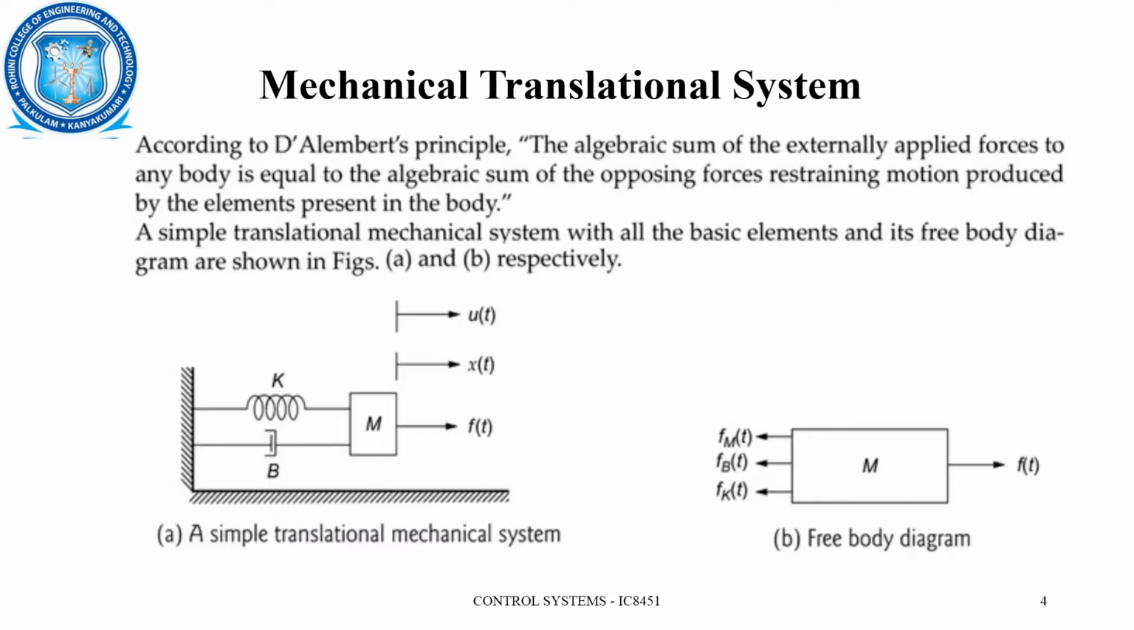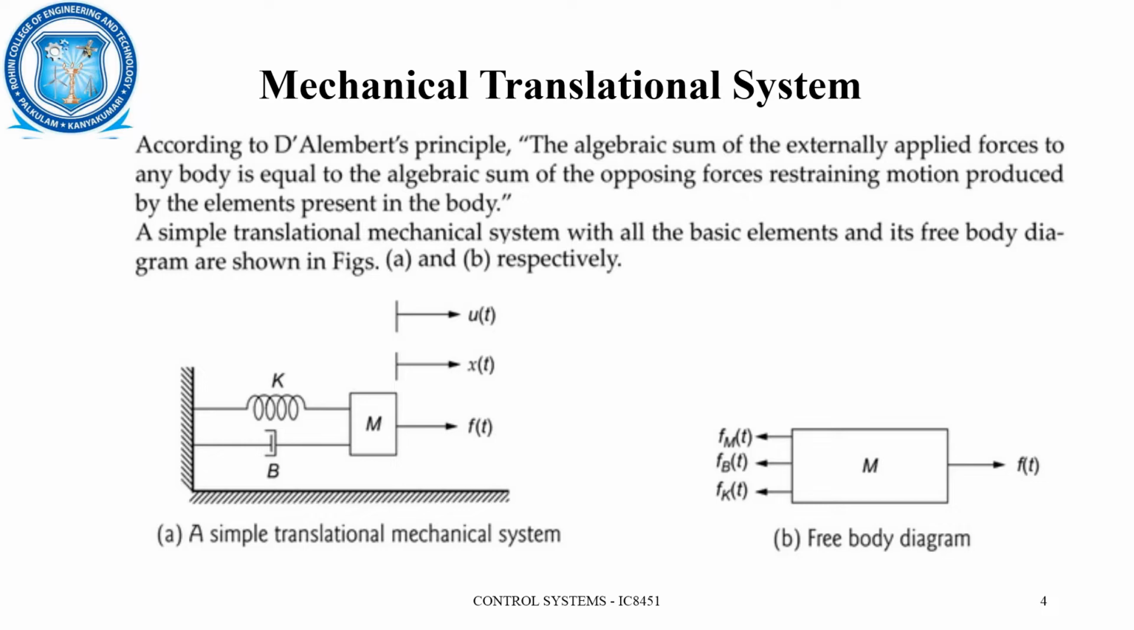A small example of a mechanical translational element is represented here in the figure, which is a simple translational mechanical system consisting of a mass, a spring and a dashpot. Here a force is acting on the mass, pulling the mass outwards. When the mass is pulled outwards, obviously the dashpot and the spring element which are connected to the mass will also be displaced. This displacement is considered as x.